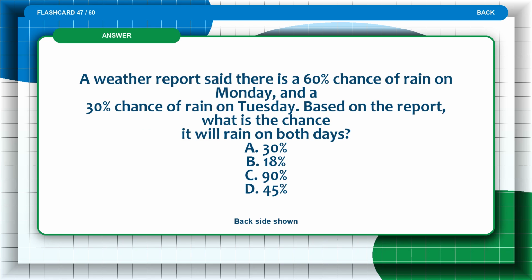The answer is, a weather report said there is a 60% chance of rain on Monday and a 30% chance of rain on Tuesday. Based on the report, what is the chance it will rain on both days? A 30%, B 18%, C 90%, D 45%.